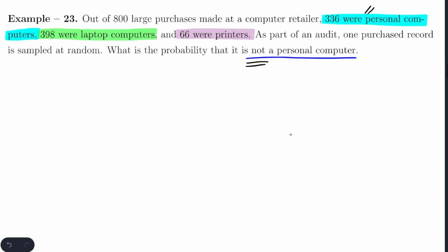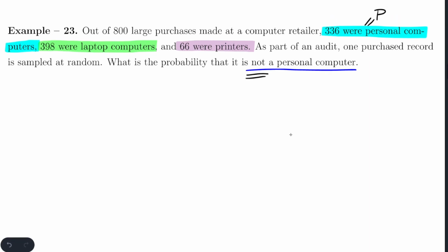Let's call the personal computers P. So if we're looking for not a personal computer, we're looking for P complement. So we're looking for the probability. Now here I see that I would write probability of P complement. That's a little confusing. Maybe I'll call personal computers A instead. It doesn't match, but at least then we're not going to have the same letter repeated twice. So personal computers are A. We're looking at the probability of A complement.